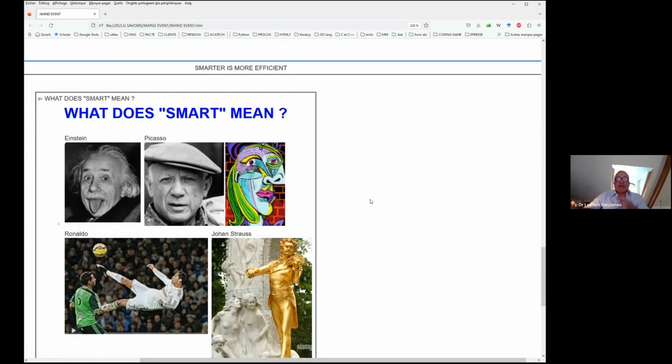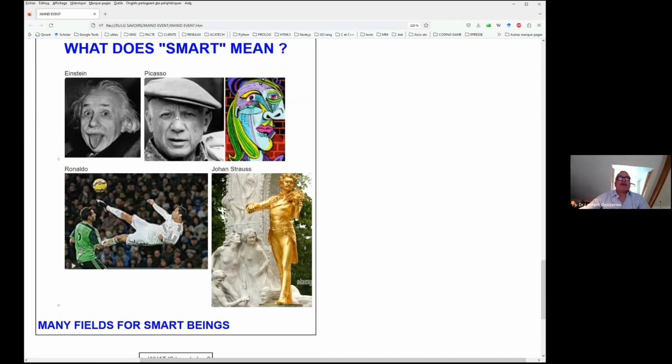But being smart is not something which is obvious. If you look at people like Einstein, Picasso, a football player like Ronaldo, or Johann Strauss, who was a musician, they're all very smart, but they're all very smart in different fields. We all share that we have two hands, legs, a brain, but we use them very differently. I'm sure that if you give a ball to Einstein, he would not play it. If you give a violin to Picasso, he wouldn't play it, and so on. Albeit Einstein was a good player of violin.